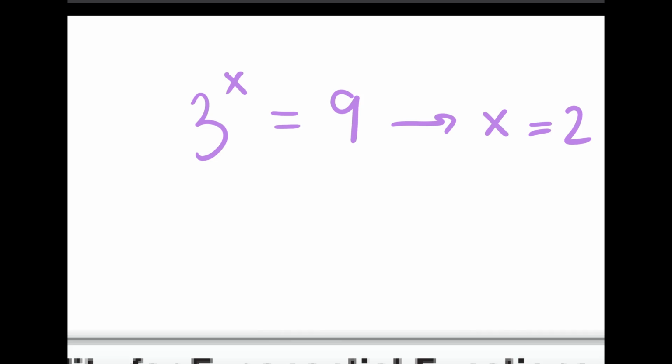So if I asked you to solve 3 to the x equals 9, what does x equal? 2. Surprise! Participation. You can do it.